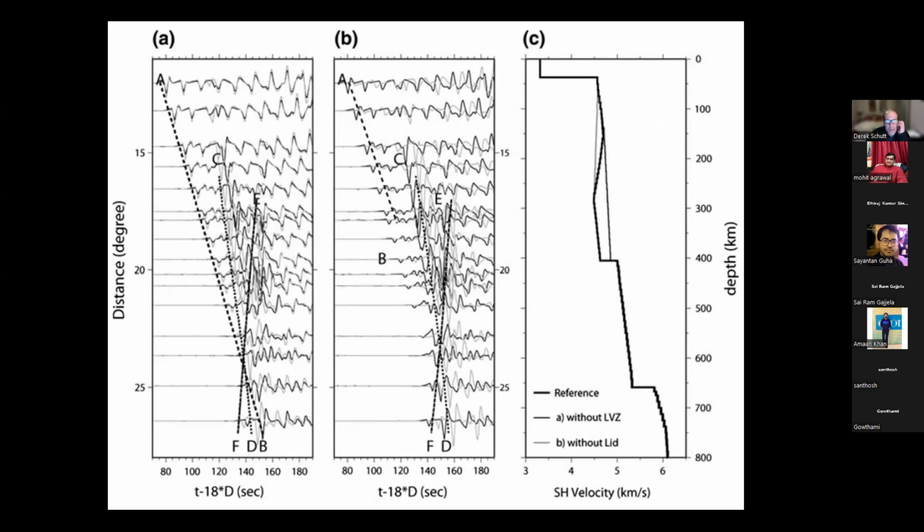Here's an example. This is a triplication showing a low velocity layer at 300 kilometers depth and a high velocity layer at the transition zone, mantle transition zone here and here. And A shows the triplication lines without a low velocity zone. So that's this right here, just having the high velocity jump right here. And B is without a lid. So rather than going to higher velocities, it just goes to low velocities and then has a larger jump. So these are actual plots of real seismographs.